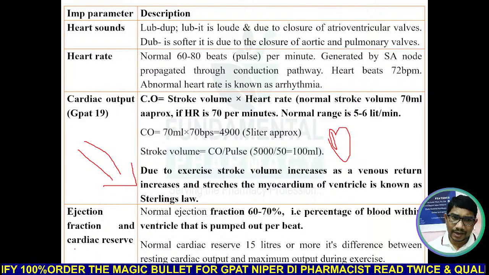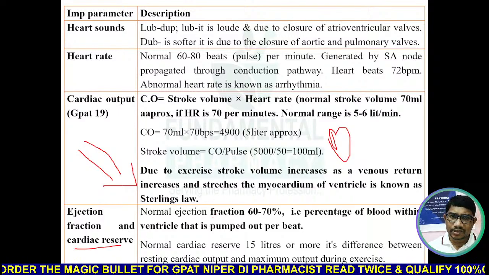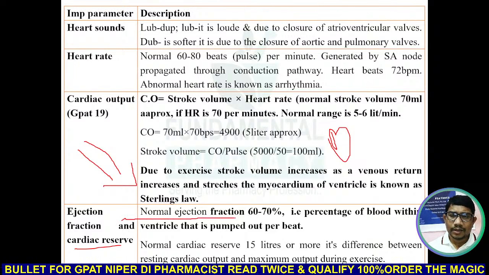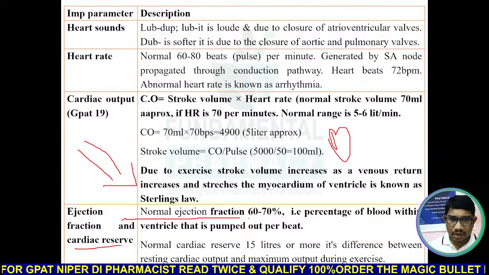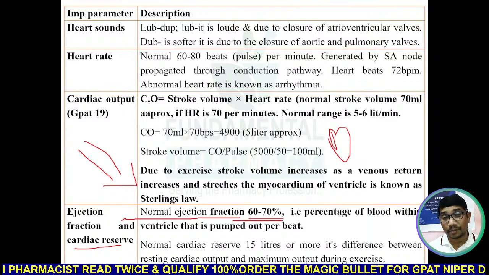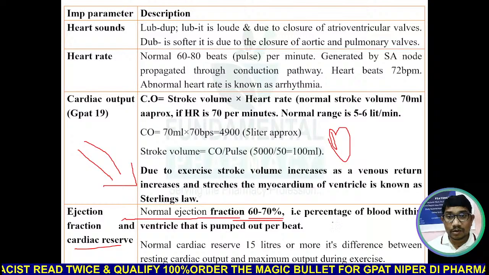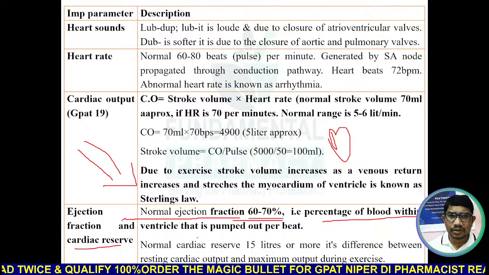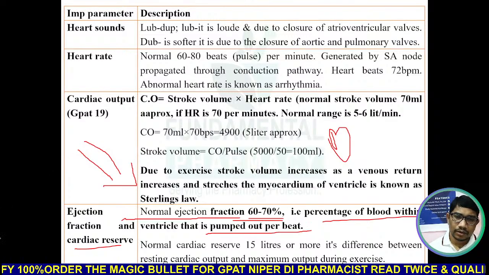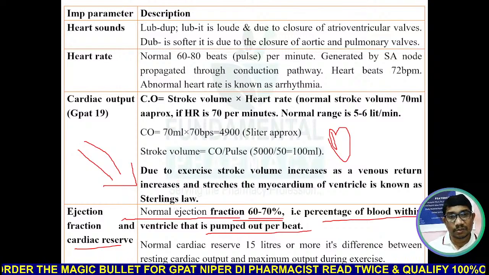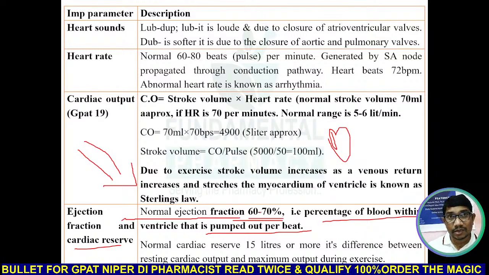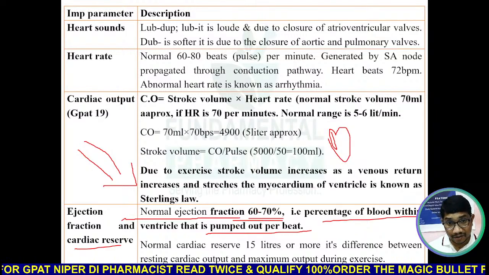Ejection fraction and cardiac reserve. What is the normal ejection fraction? It is the percentage of blood within a ventricle that is pumped out per beat from the left ventricle, around 60 to 70%. Normal ejection fraction is 60 to 70%. Important. If ejection fraction is less than 50%, it is nothing but heart failure, the heart will fail.